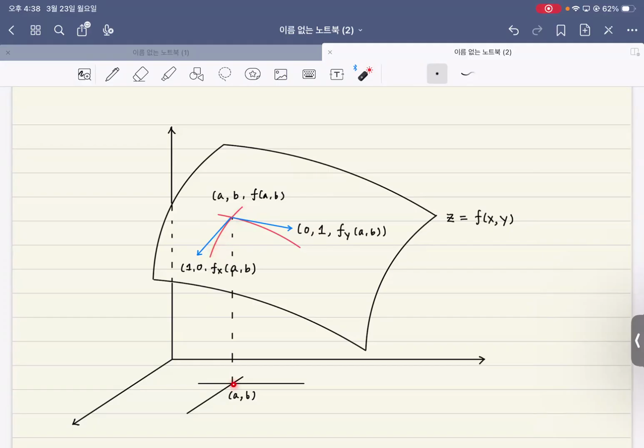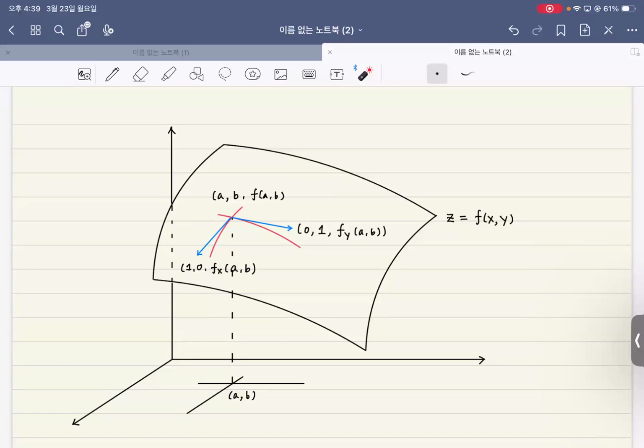And again, I want to consider another straight line passing through this point (a, b), and which is parallel to the y-axis. And this line also must have a corresponding curve on this graph surface, right? So we can consider these two curves. And now things are getting interesting here.